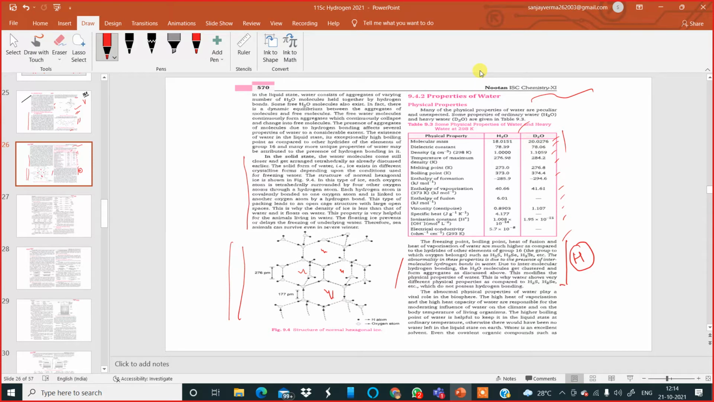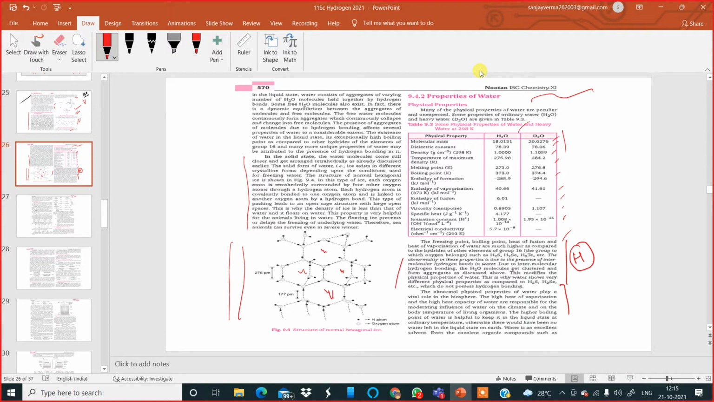Now the abnormal physical properties of water play a very important role in the biosphere also. The heat of evaporation and the high heat capacity of water are responsible for the moderating influence of water on the climate and the body temperature of living organisms. The high boiling point of water is helpful to keep it in the liquid state at ordinary temperature. Otherwise, it would be volatile.